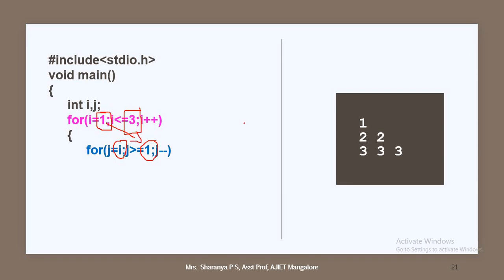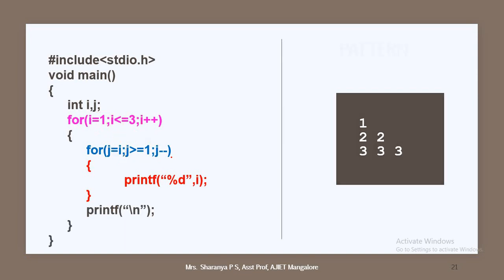And then J will keep decrementing. And we are trying to print the value of I. That's why it will keep repeating the same numbers. 1, and the second time it will be 2, 2, and the third time it will be 3, 3, 3.